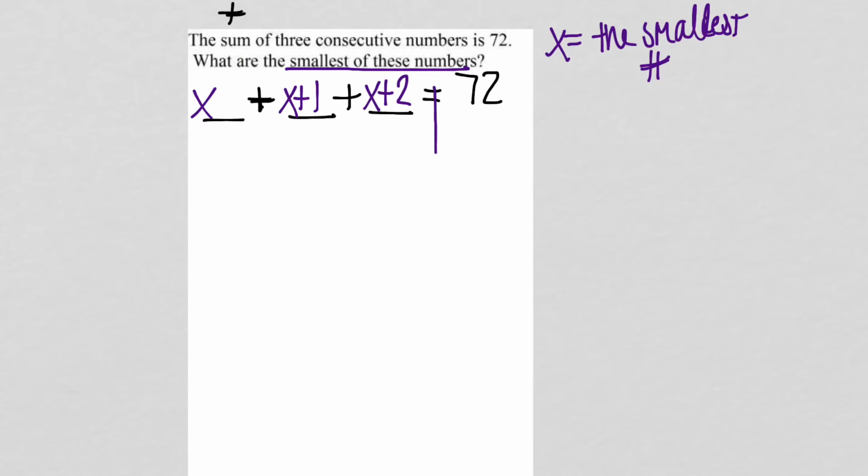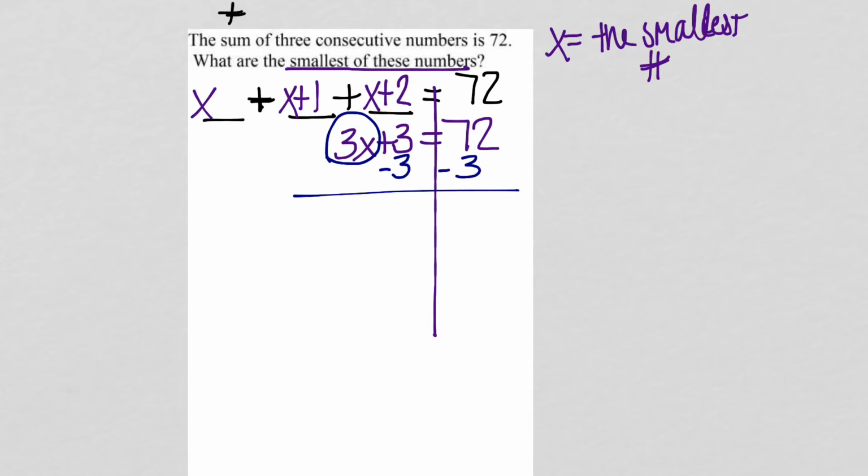So now I drop my line, and I start to combine like terms. I have 1, 2, 3 x's for a total of 3x. I have this whole number here and this whole number here, so 1 plus 2 is 3, and I'm still equaling 72. Circle what I'm solving for. How do I get rid of a plus 3? I minus 3 from both sides, so I end up with 3x equals 69.